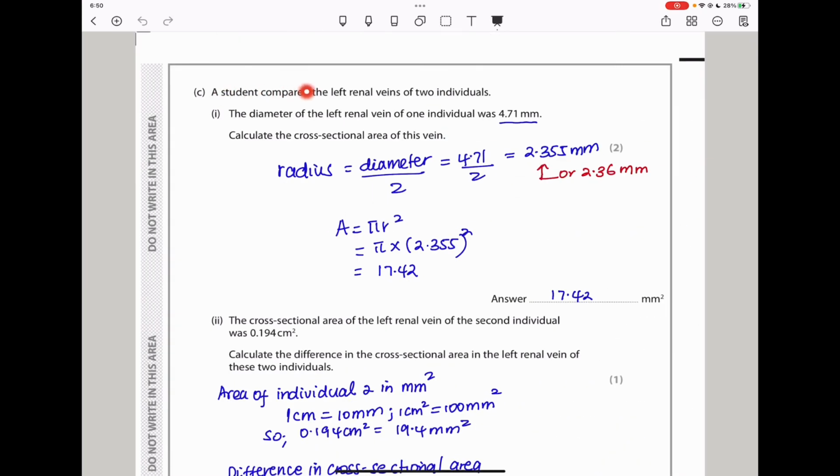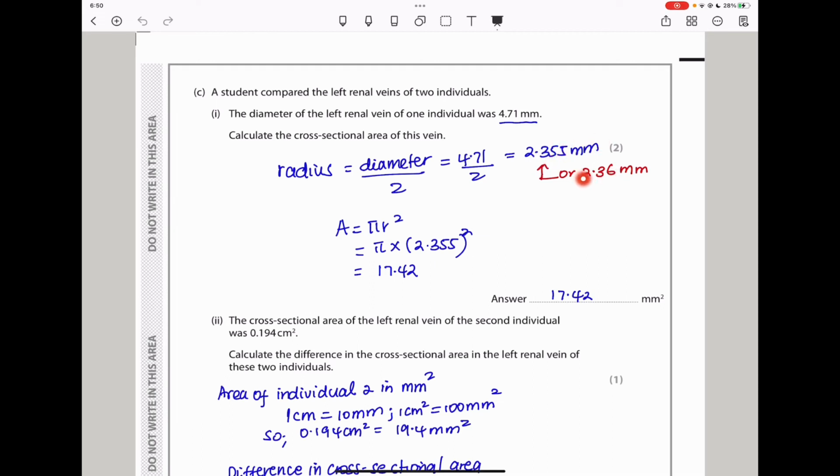Here they say the student compared the left renal veins of 2 individuals. The diameter of the left renal vein of one individual was 4.71 millimeters. Calculate the cross-section area of this vein. Since I am given the diameter, I'm going to use this to find the radius. We know that radius is diameter divided by 2, which is 4.71 divided by 2, giving me 2.355 millimeters.